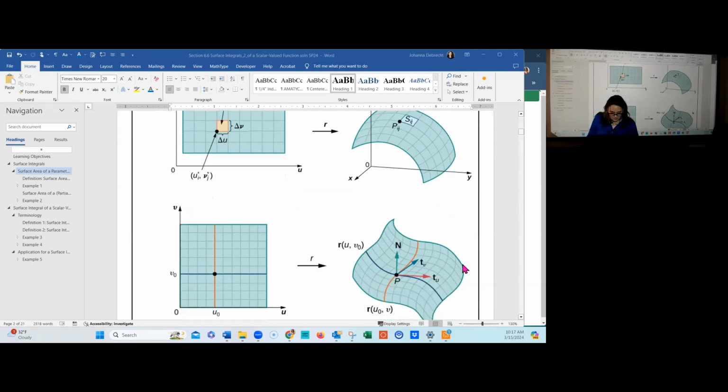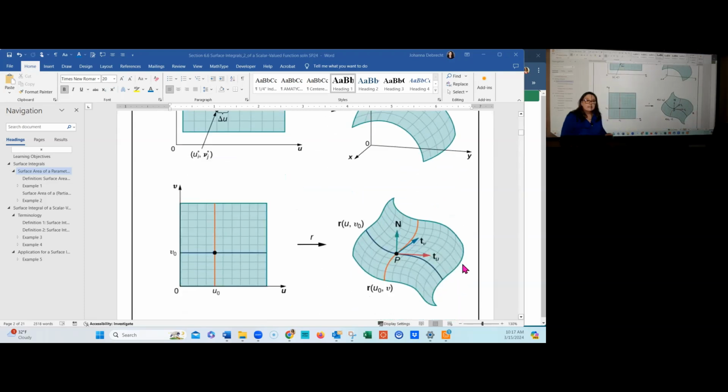What we're doing, of course, is we're going to allow U and V to vary while holding the other constant. So for example, if I hold V to be constant at V naught, but I allow U to vary, then I get this blue line in the UV plane or the parameter domain. Over on the surface, it translates into this curving line or curve in three-dimensional space on the surface.